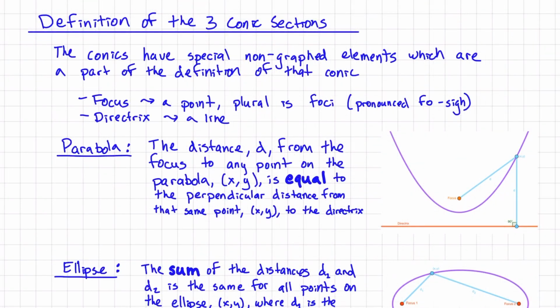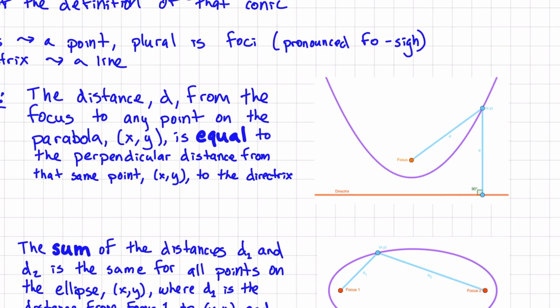All right, so let's summarize this. The definition of my 3 conic sections: we have a focus and a directrix. These are non-graphed elements. I know you saw them on my graph, but they're not a part of the graph. The focus is just a point. Plural form of focus is foci. And the directrix is this line. So for our parabola, the distance D from the focus to any point is equal to the perpendicular distance from that point to the directrix. I could have picked this point over here. It would have been from there to there and there to there. Those would have been the same.